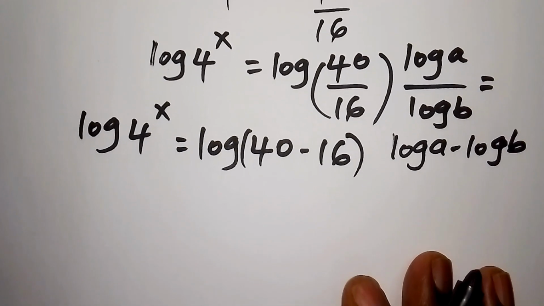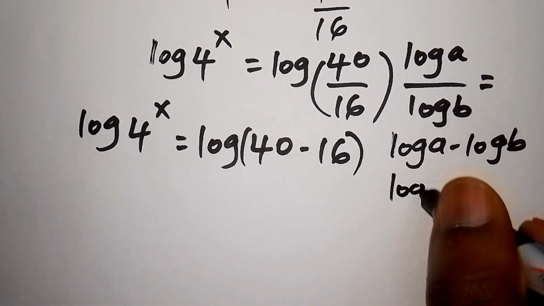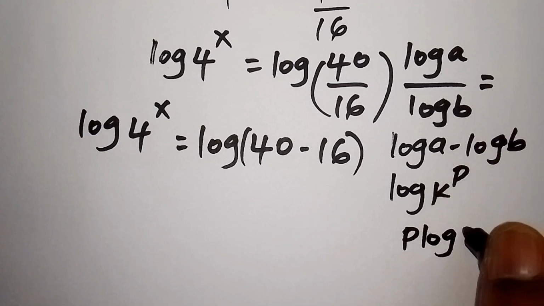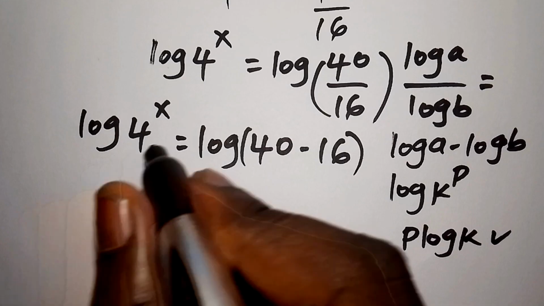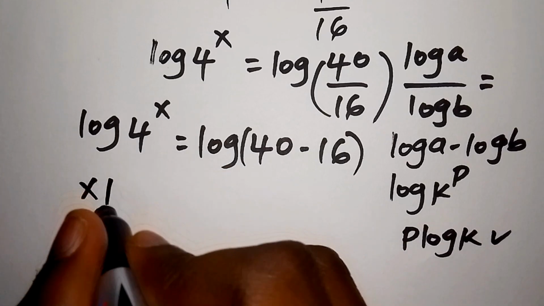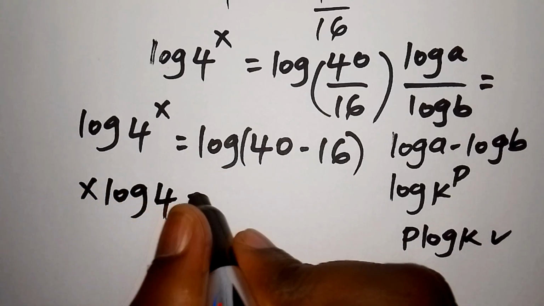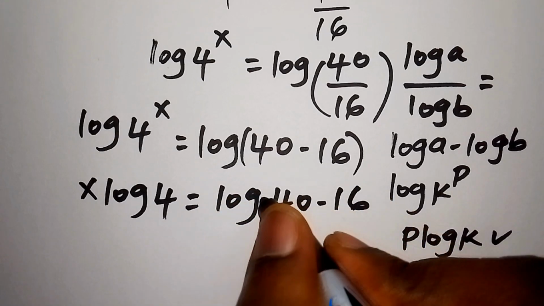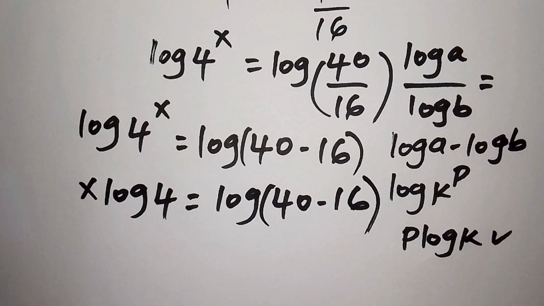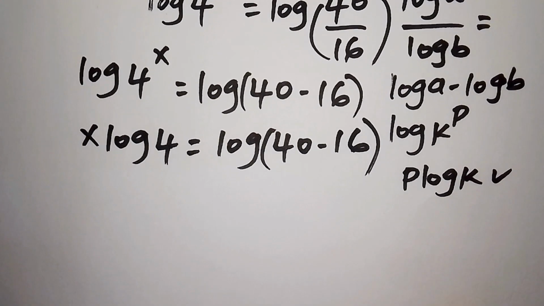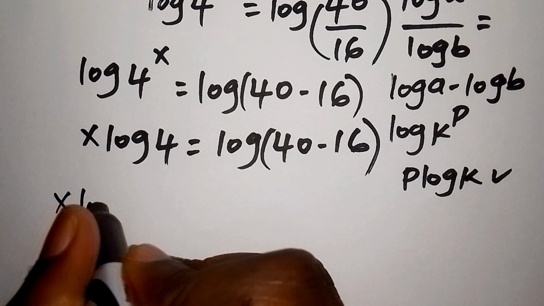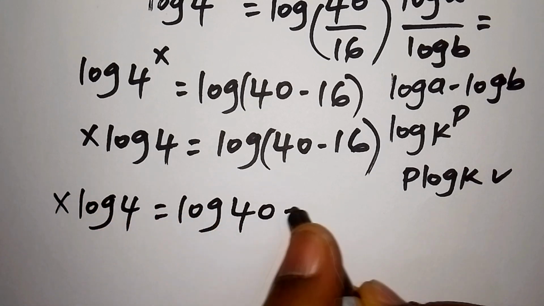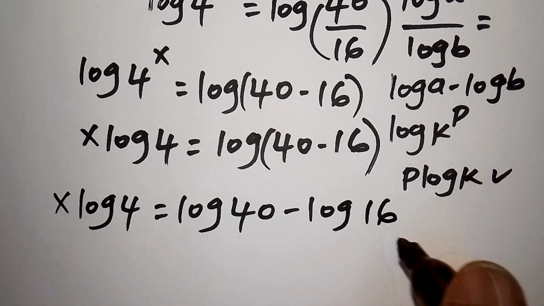Also, when you have the log of k to the power of p, this can be written as p times the log of k. So now we shall have the log of 4 to the power of x, we can still have it as x log 4 is equal to the log of 40 minus 16. Then shall put all this into bracket. So when we work it out, we can still have it as x log 4 is equal to the log of 40 minus the log of 16.